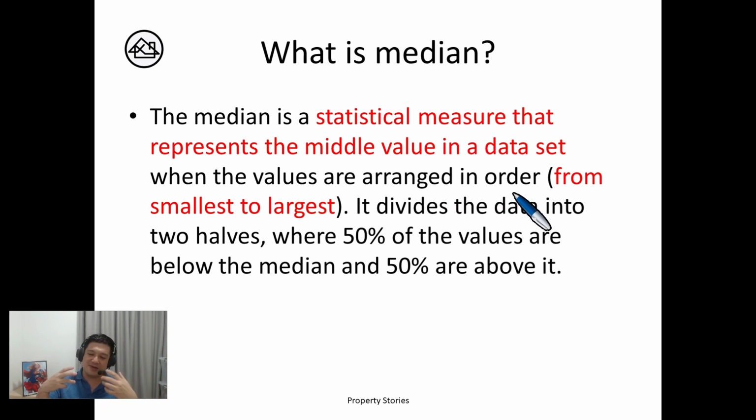That means if you are given a data set, in this case, transacted property values, the transacted prices, you have to arrange them from the smallest to the largest before you determine the median. If it's scattered data, it doesn't mean a thing, okay? It divides the data into two halves, where 50% of the values are above and 50% are under. But you need to determine what the median is first, okay?